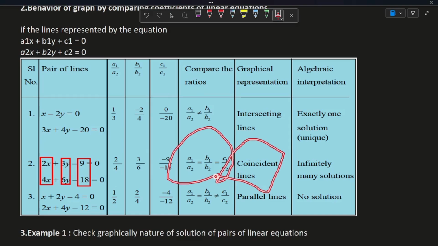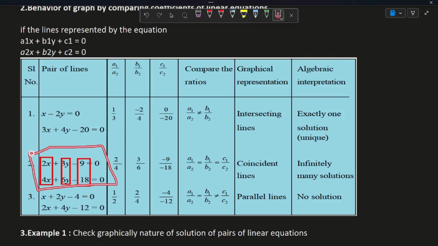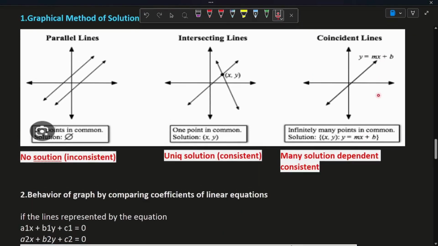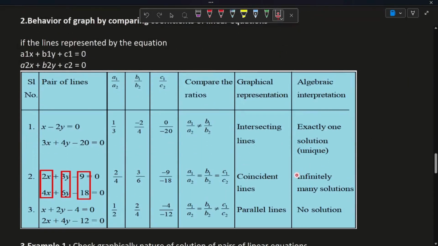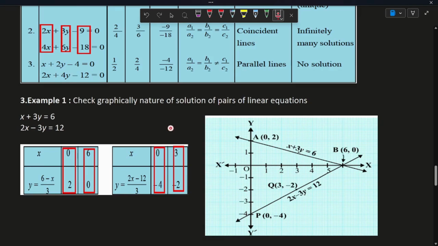So when the lines are coincidental, it has infinitely many solutions. Means these two linear polynomials in the graphical representation look like this. These are coincidental lines. Because of this reason, it has infinitely many solutions.